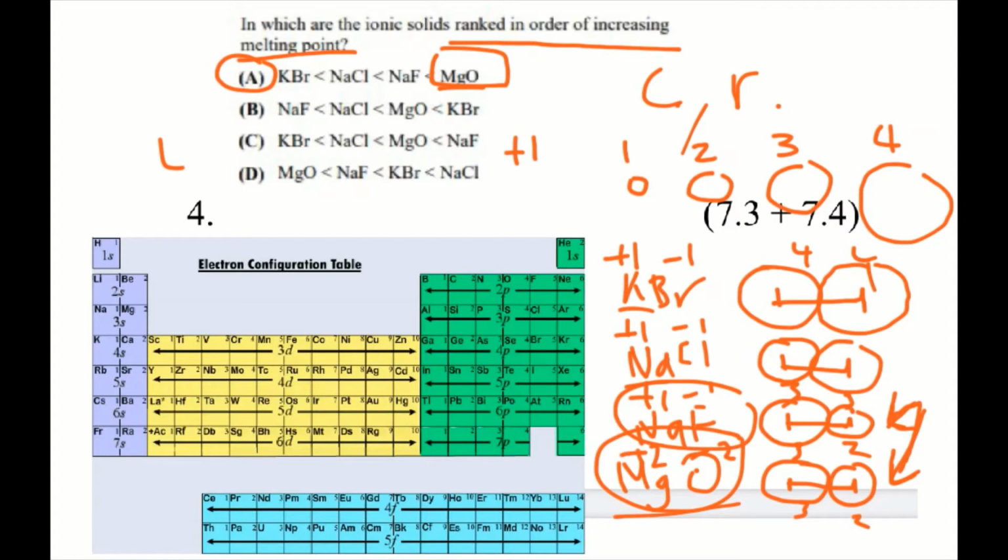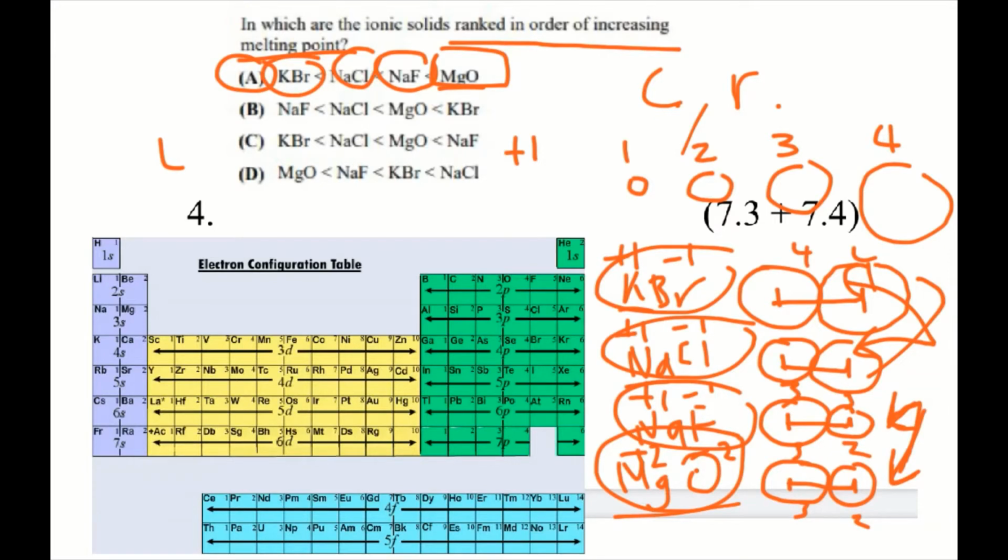So sodium chloride is second place, right there. And how do we compare these two? They have the same charges, but the ionic bond length here is shorter than over here, so that means that the melting point of sodium chloride will be higher than KBr, and that's reflected in answer choice A. So we're done with this problem, and let's move on.